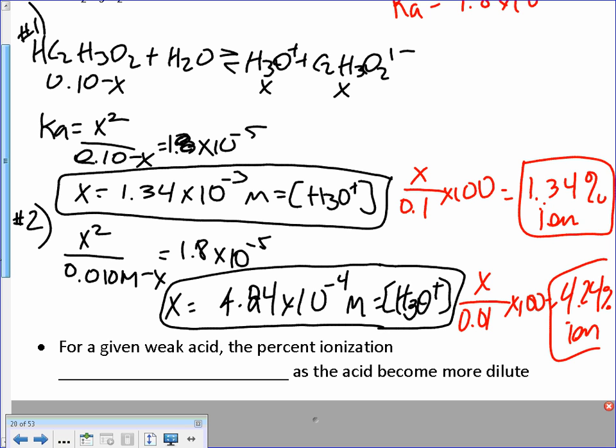Alright, everybody consider the information given and tell me if you can come up with an explanation why we have a 0.1 molar solution dissociating about 1%, but a 0.01 molar solution dissociating at about 4%. Why is this one dissociating more, though it's more dilute? Okay, what does the water do in terms of the shift? Why is it shifting right?